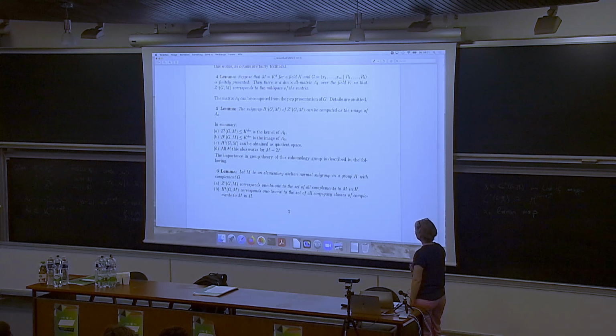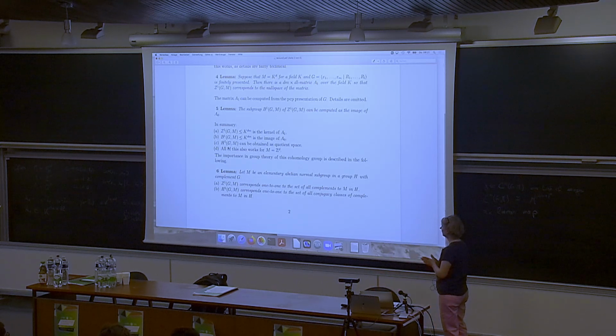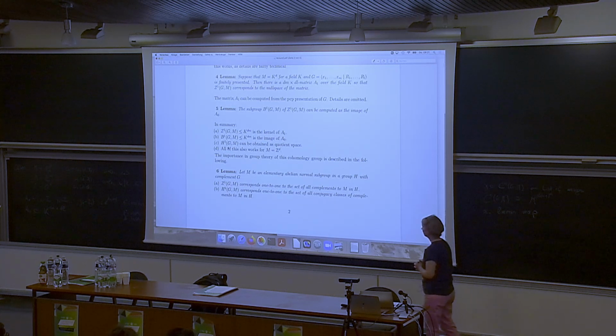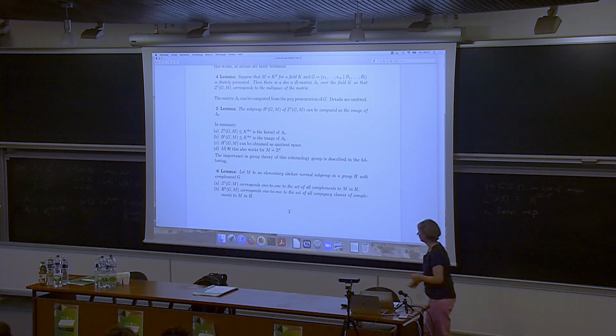Now, in group theory, there is a reason why one wants to compute all these things, and that's also listed here as a lemma. A very important application of this cohomology in dimension 1 is lemma 6. So if M is an elementary abelian normal subgroup in a group H, and it has a complement, G, then the group Z1 of G and M corresponds one-to-one to the set of all complements to M in H. And this is actually fairly practical.